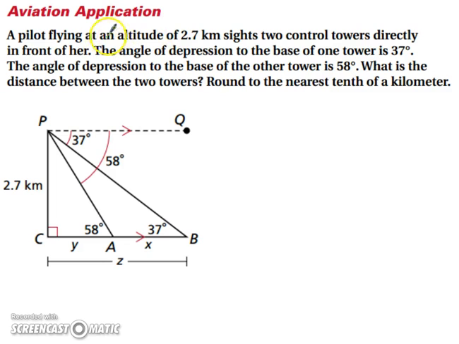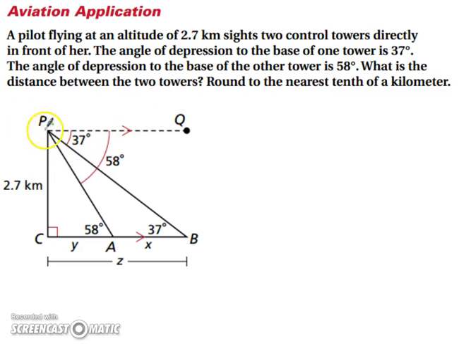A pilot flying at an altitude of 2.7 kilometers sights two control towers directly in front of her. The angle of depression to the base of one tower is 37 degrees. The angle of depression to the base of the other tower is 58 degrees. What is the distance between the two towers? Round to the nearest tenth of a kilometer.